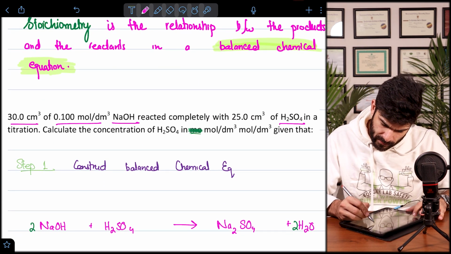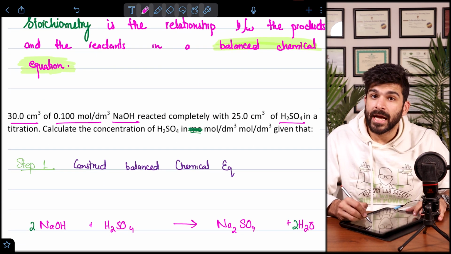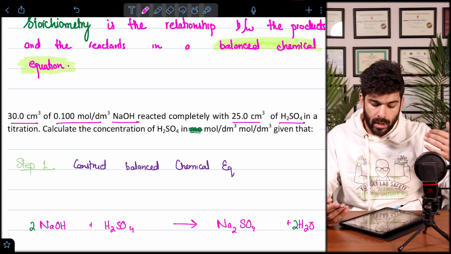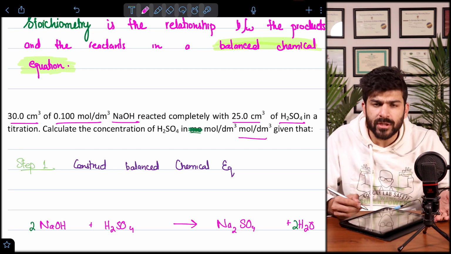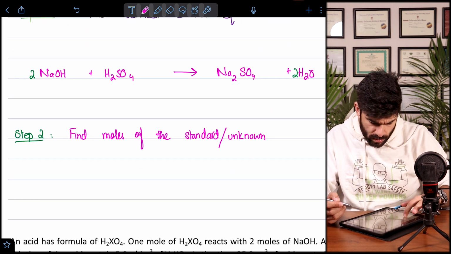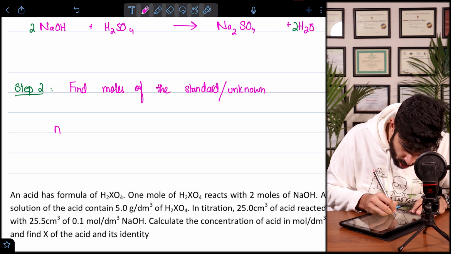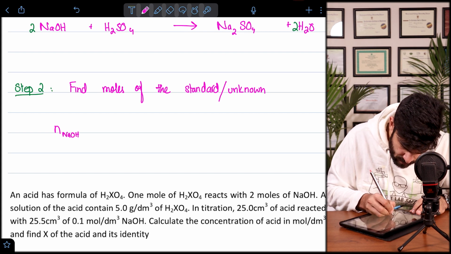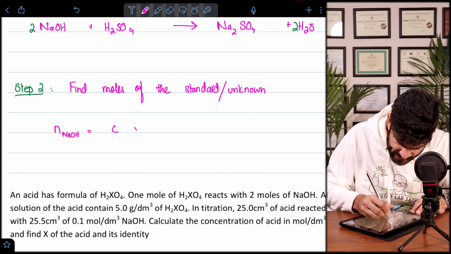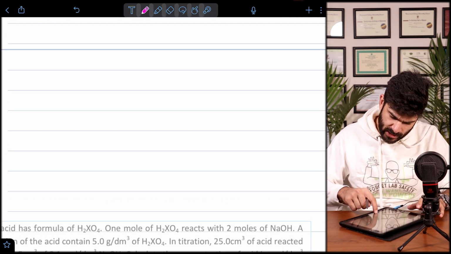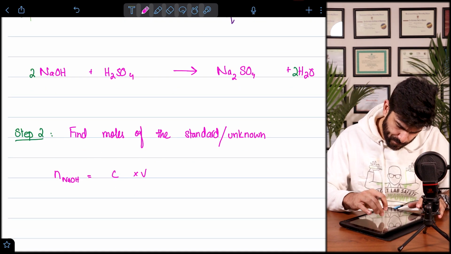And what about this one? This is sulfuric acid. We just have the volume. We don't have the concentration, and they ask us to calculate the concentration. So our standard is NaOH. So we're going to calculate the moles of NaOH, n equals C into V. This is the next question that we may discuss today.